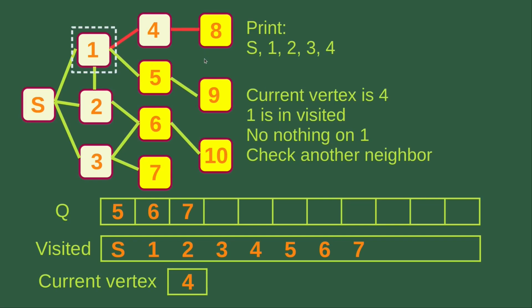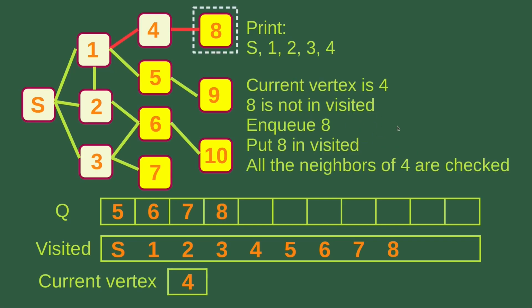Now for vertex 1, it is already in the visited set. That means we just do nothing on it. And we go to check for another neighbor of 4, which is 8. Now we can see that 8 is not in the visited set. That's why we can enqueue 8 into the queue, and I need to put 8 into the visited set. And after handling 8, we can see that all the neighbors of 4 are already checked, which are 1 and 8, respectively.